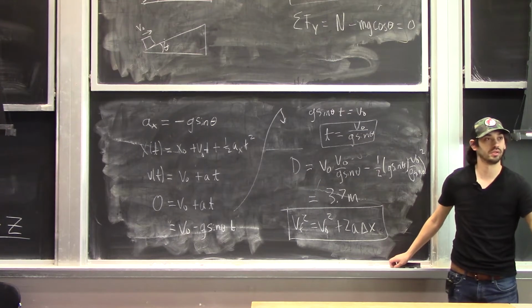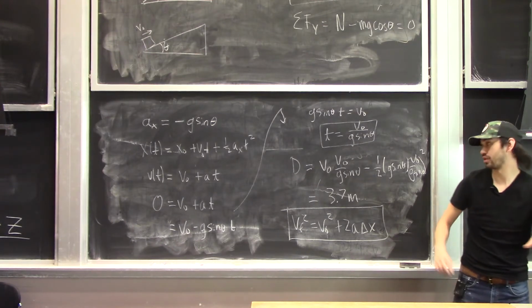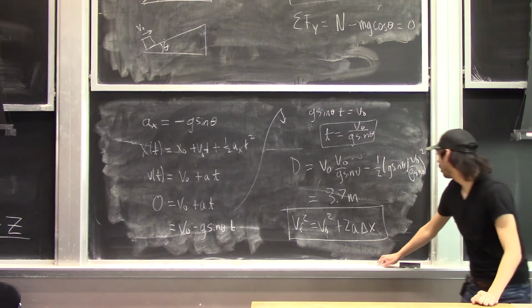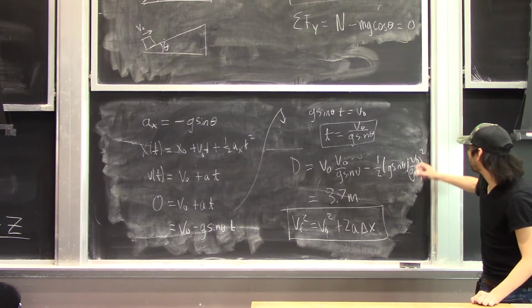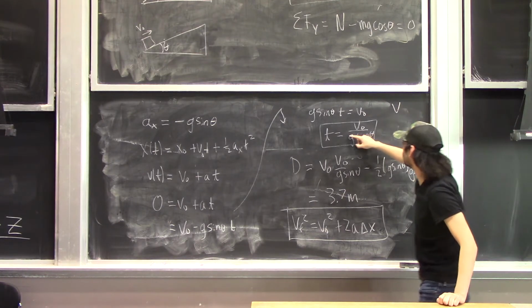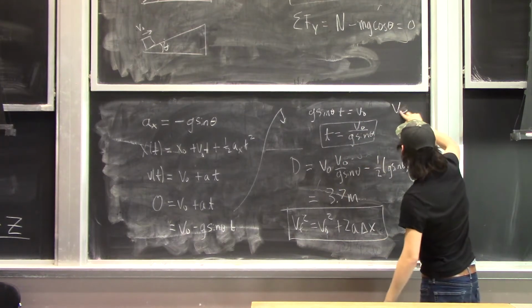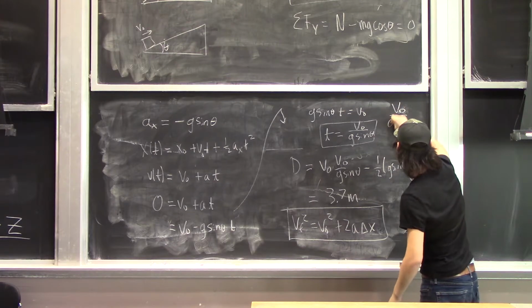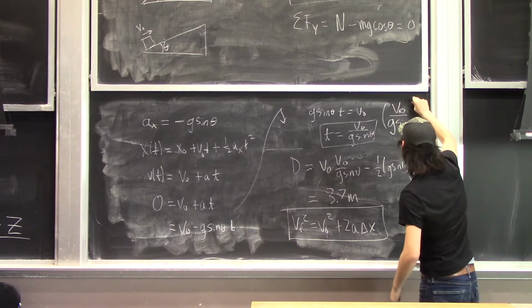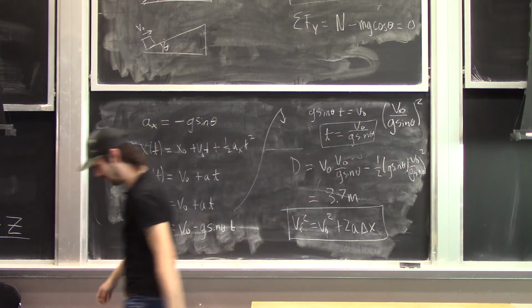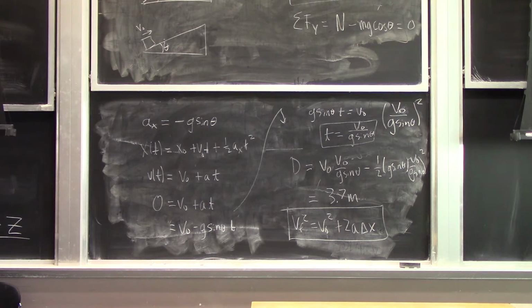Any questions about this one? Feel free to stop me because I know I went through this a little quickly. Yeah? What's under the V0 squared at the far right? Here? It's really this squared, because it's time squared: V0 divided by g sine of theta, quantity squared. Okay, other questions?